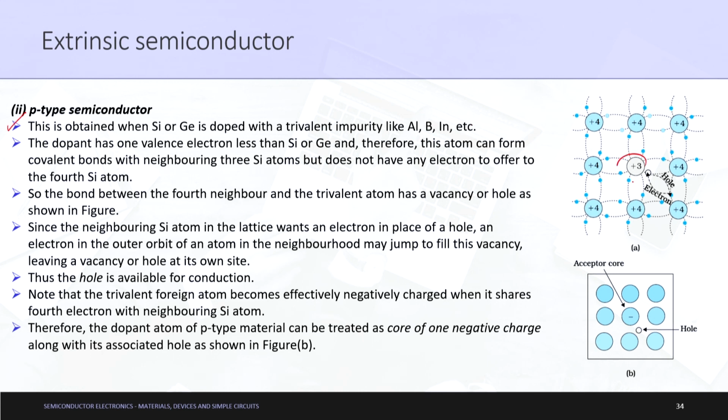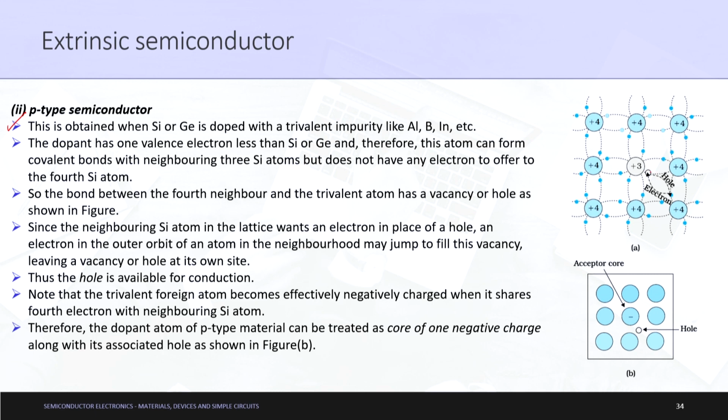Okay, so let us say we add a +3 element here. A dopant has one valence electron less than silicon or germanium, and therefore this atom can form covalent bonds with neighboring 3 silicon atoms only, but does not have any electron to offer to the 4th silicon atom. So, as you can see, as there is no electron here, we also understood this concept in the intrinsic semiconductor, that if there is no electron, we can understand that no electron is equal to hole being generated. Okay. So, we can say either there are no electrons, or there is a generation of a hole present there.